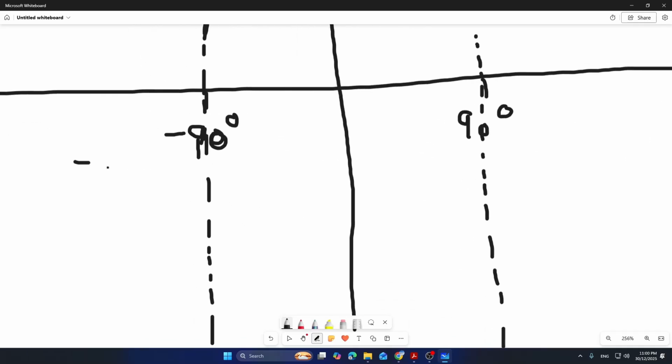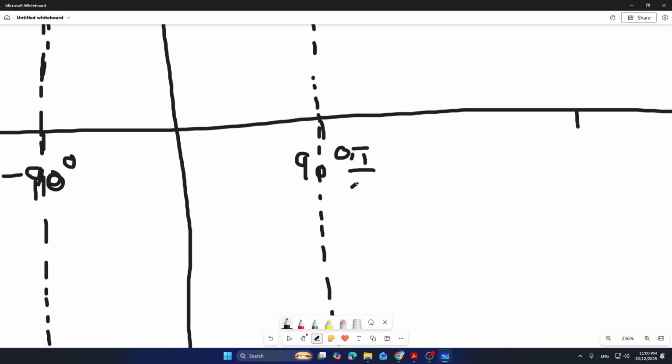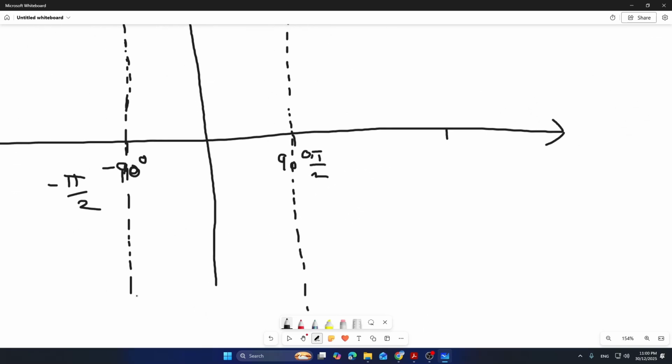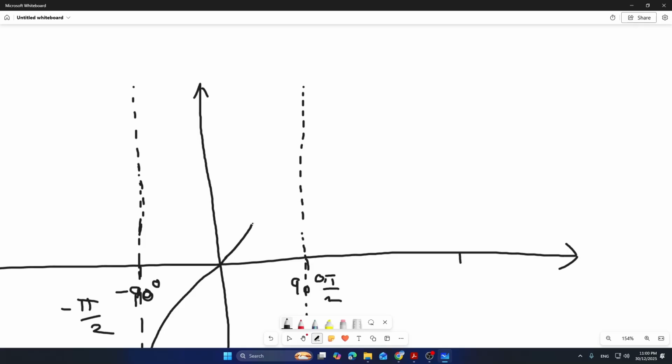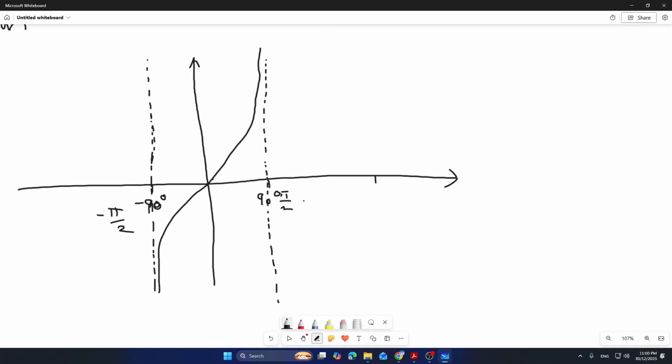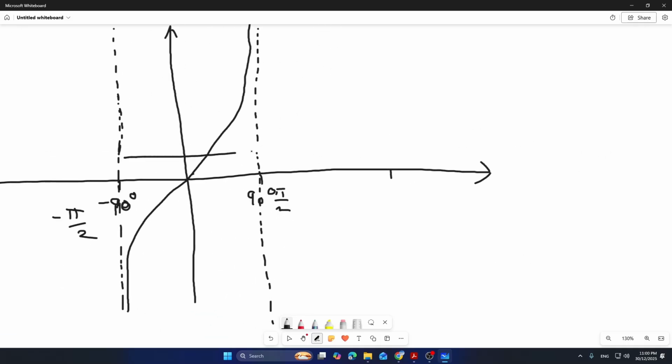Also minus 90 is the same as minus pi over 2, and here we have pi over 2. So we will draw a line coming like this. It will come here, cross the center, and come to this area. It will get close to the asymptote, but it will not touch it. Something like this. And this whole area that the graph is occupying is worth 180 degrees.